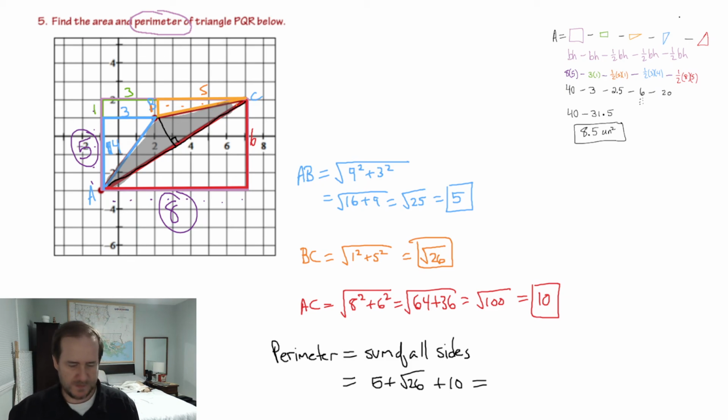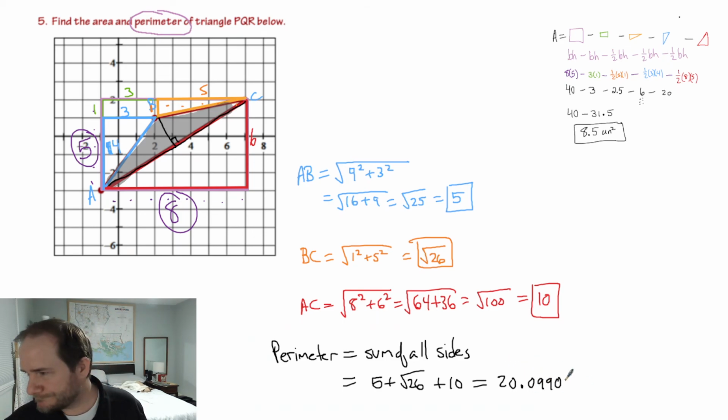So square root of 26 is 5.099. So if you add another 15 to that, that's 20.099. Oh, 9901. You guys know I want you to round to 2 decimal places. So this 9 would bump this 9 to a 10. So technically you're going to get 20.10.